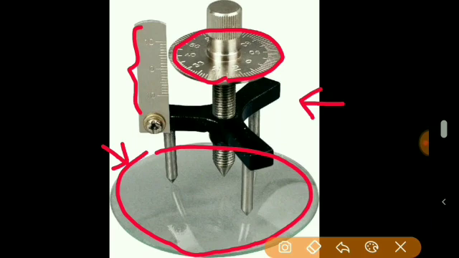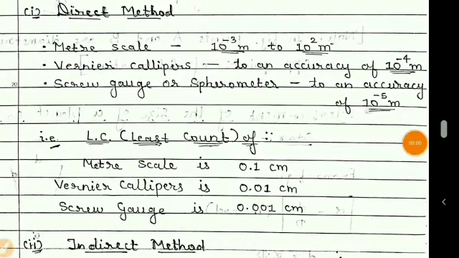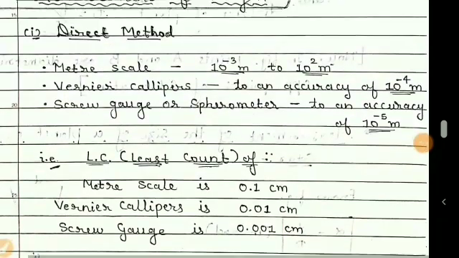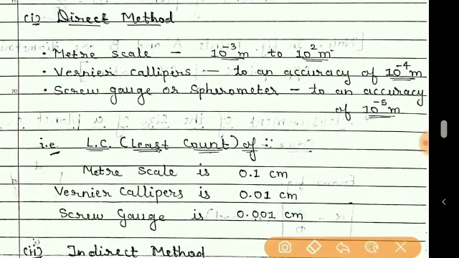You can see here a watch glass is placed, and for this watch glass we can measure its radius of curvature. Students, while using this instrument, care is to be taken so that we can get a precise and accurate measurement.